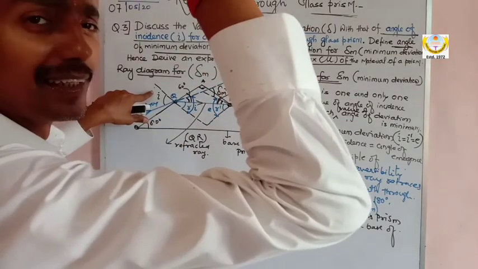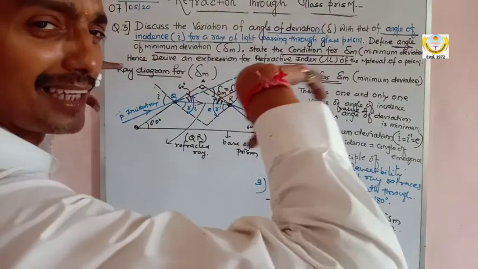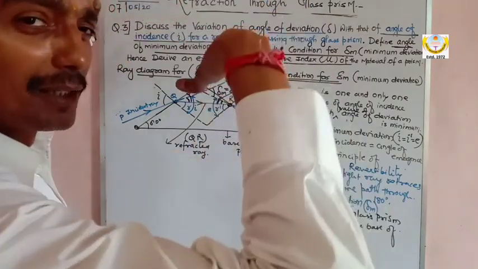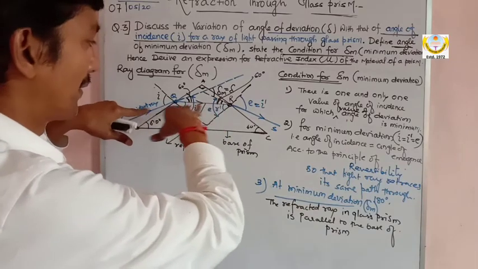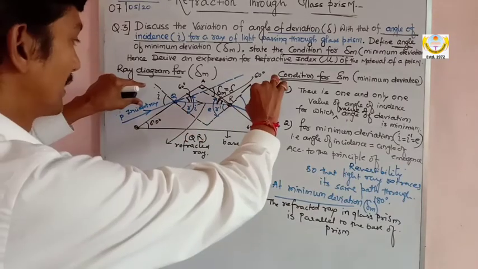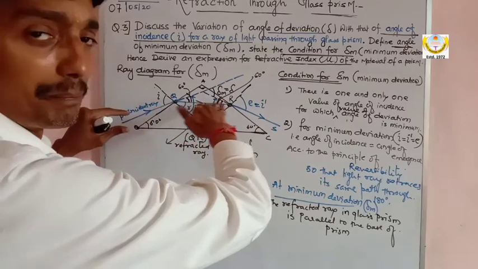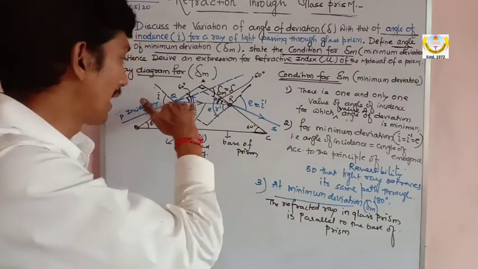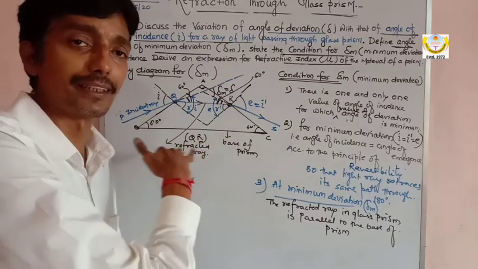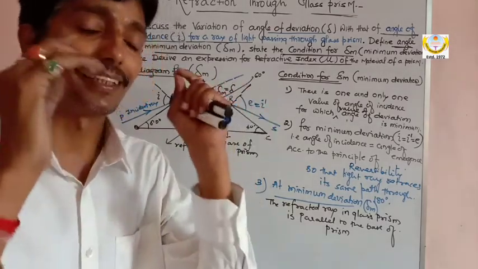You have done this in the rectangular glass slab also: I and E are equal, the rays are parallel and all that. But here, when I and E are equal, the refracted ray becomes parallel. If this angle and this angle are equal, the refracted ray becomes parallel according to the geometry of the figure. Parallel to whom? The refracted ray is parallel to the base. That is also a condition.